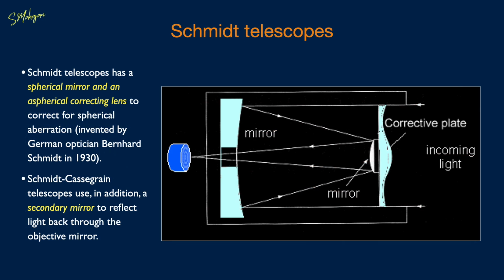Next in line are the Schmidt telescopes, which use spherical mirrors, but along with it also an aspherical correcting lens to correct for image distortions called spherical aberrations. The Schmidt-Cassegrain telescope uses, in addition, also a secondary mirror to reflect light back through the objective mirror.